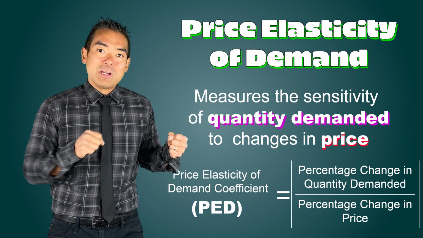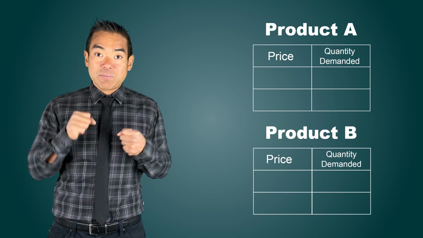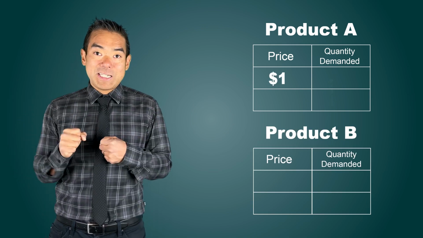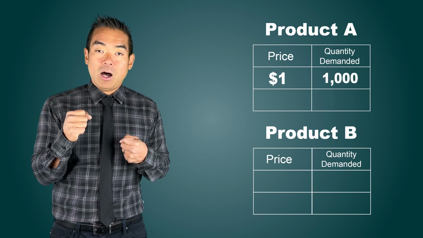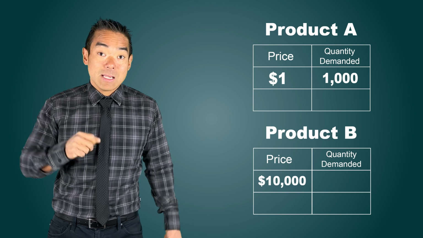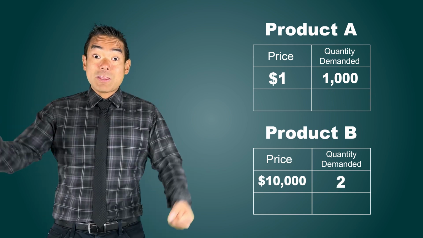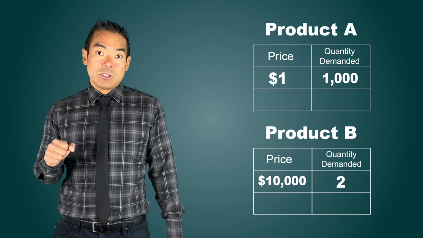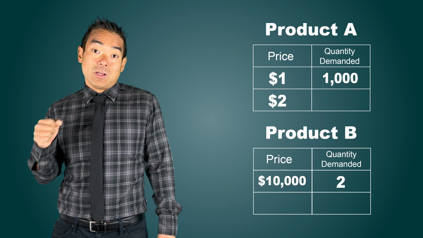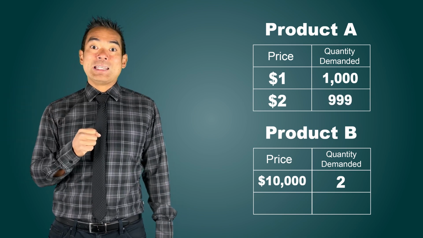Well, consider two different products, product A and product B. The price of product A is $1 and quantity demanded for product A is 1,000 units. Product B costs $10,000 and everyday quantity demanded is just 2. Now, assume that the price of product A increases by $1, so it now costs $2. And as a result, quantity demanded now falls all the way to 999.